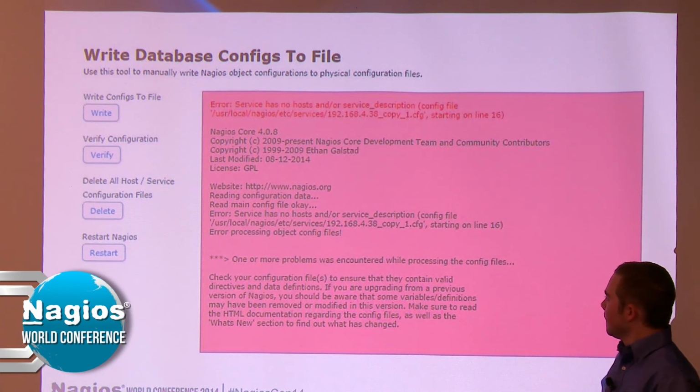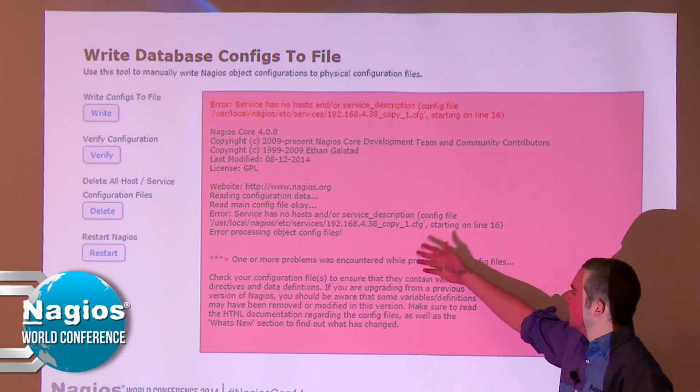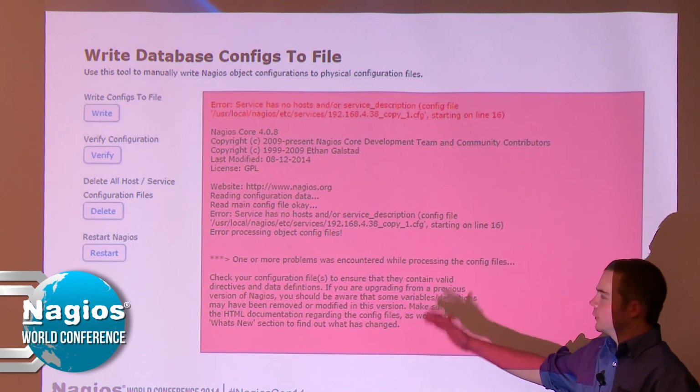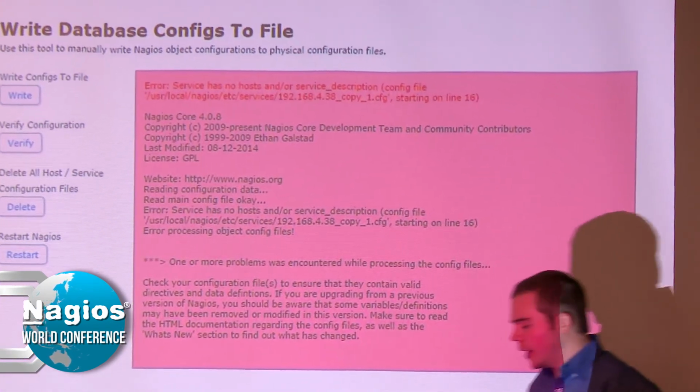Now it's going to show you exactly what service it's talking about here. In this case, I had just copied one and made an alteration to cause it to fail manually. But it also shows what line that starts on.